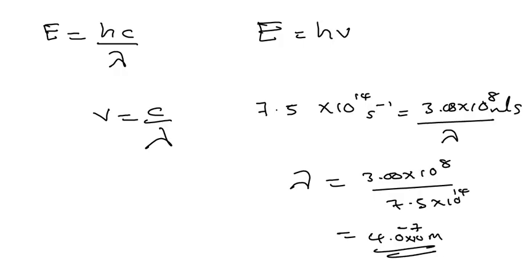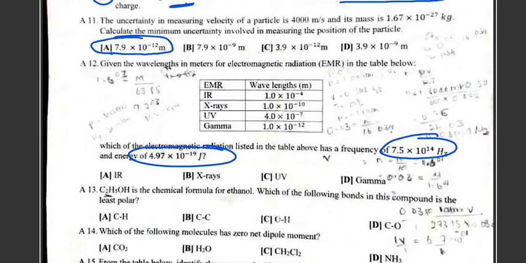This is my option. So the correct answer there is UV. So the answer here is C. Whichever way you decide to do this, the outcome is still the same. If you use energy to get the frequency, it will still be this frequency, then you can use it to get your wavelength. So it's one and the same.